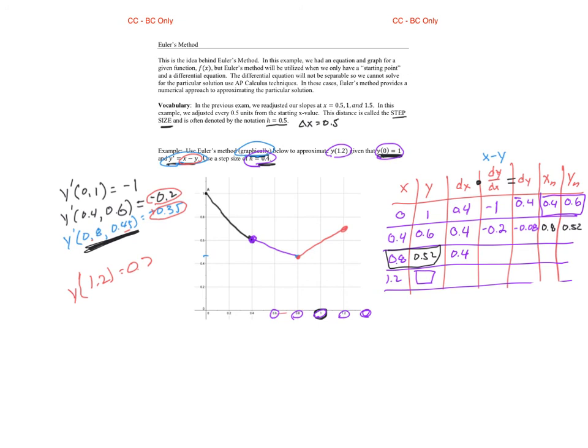All right, now we're going to keep going here. We've got to find our dy/dx column. I'm going to take my expression, x minus y. I've got 80 cents minus my 52 cents, which is going to be 28 cents. Then you take your dx column and your dy/dx column, and you multiply those in order to get to your dy. So you're taking your 0.4 multiplied by 0.28, and you're going to get 0.112.